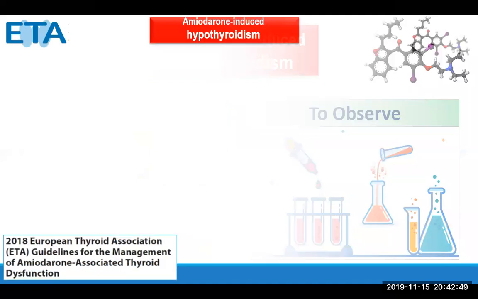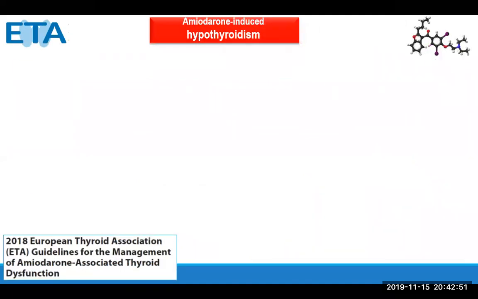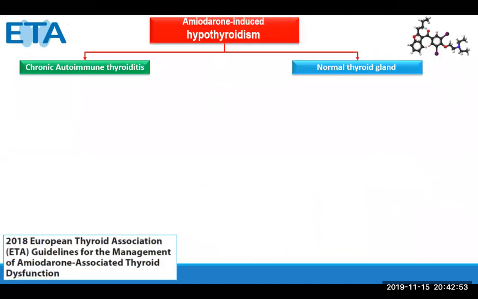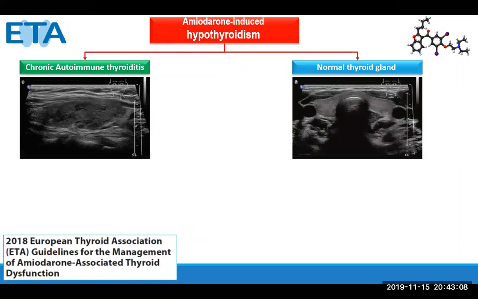This is very important. According to the guidelines published by the ETA in the management of amiodarone-associated thyroid dysfunction, you must classify your patient. Is there an underlying thyroid pathology, chronic autoimmune thyroiditis, or a normal thyroid gland? This can be done by 2 options, first by thyroid ultrasonography. For example, this one is a picture of Hashimoto thyroiditis. This is a normal one.